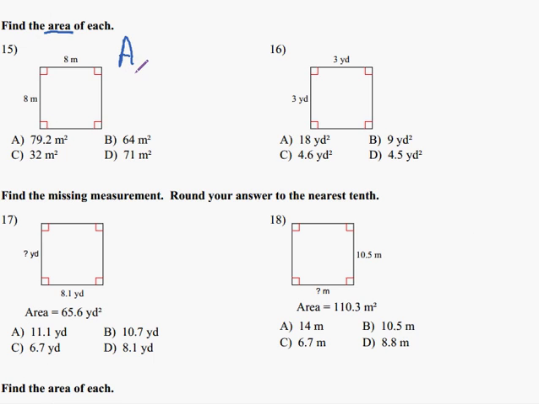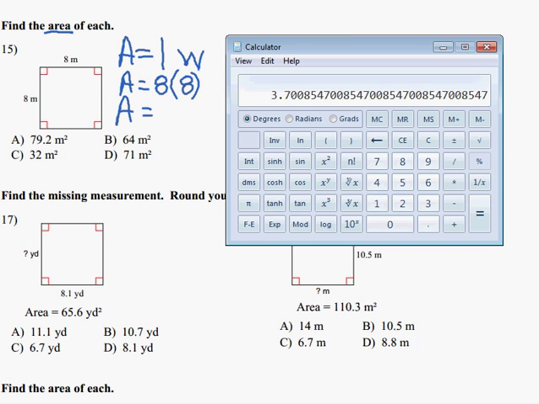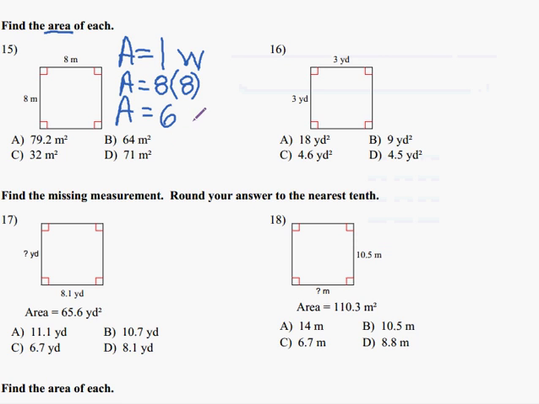So I use the same formula. Length times width. 8 is my length times my width, which is also 8. And I'm going to do that on the calculator. Most of us don't need to. 8 times 8 equals 64. Try problem 16. I'll give you 2 minutes to do that. And problem 17.